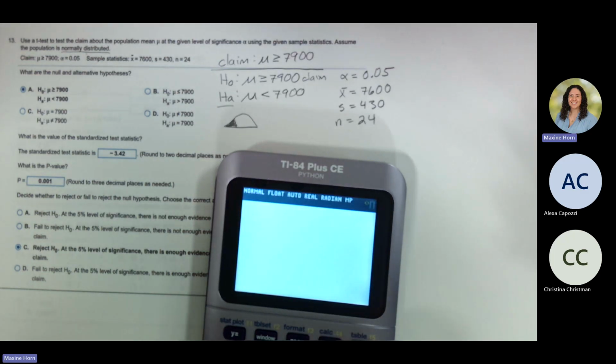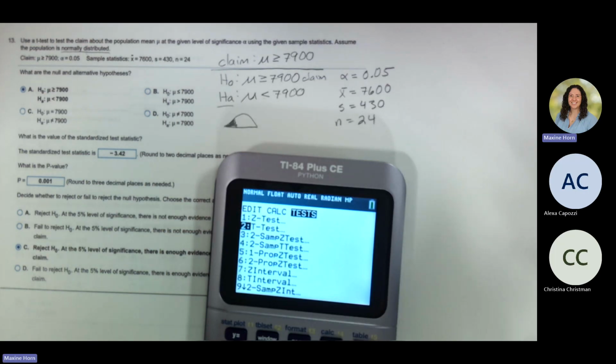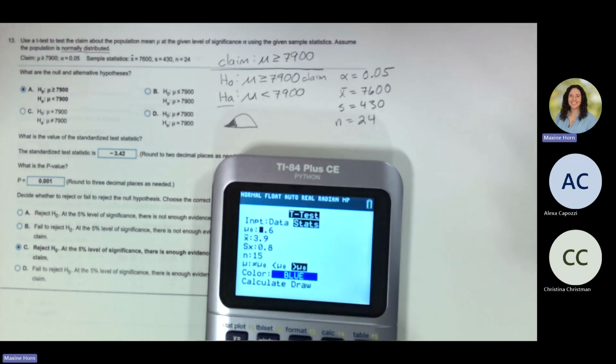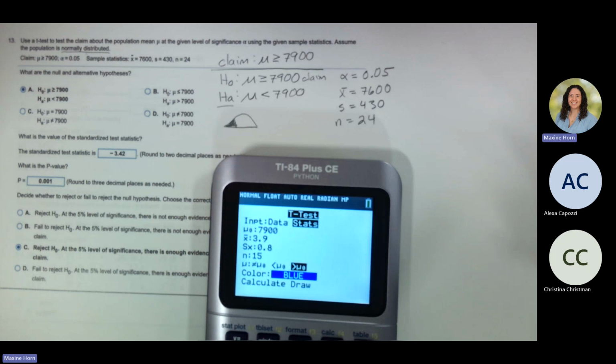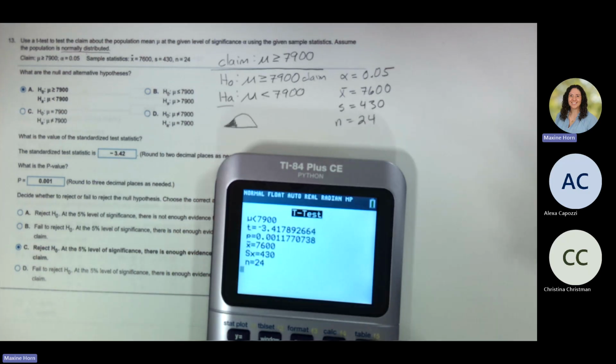Okay, so we're going to go to stat. Oh, I'm already here. But stat, test, arrow down to t-test. Okay, the number associated with my null hypothesis is 7,900. My sample mean is 7,600. My sample standard deviation is 430. My sample size is 24. And the symbol associated with my alternative hypothesis is a less than symbol. And I arrow down to calculate and enter.